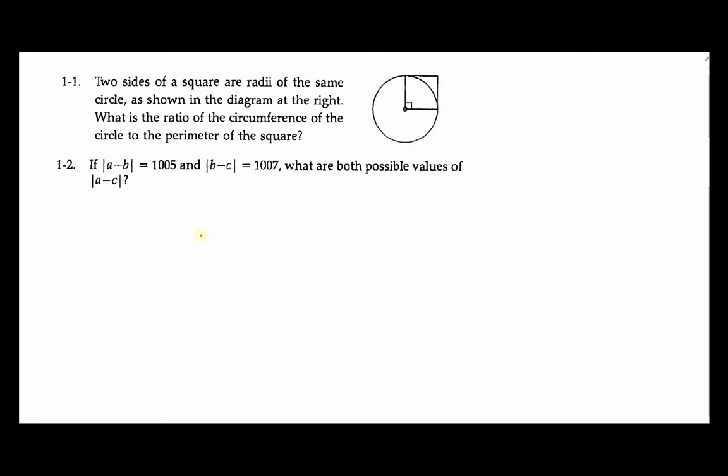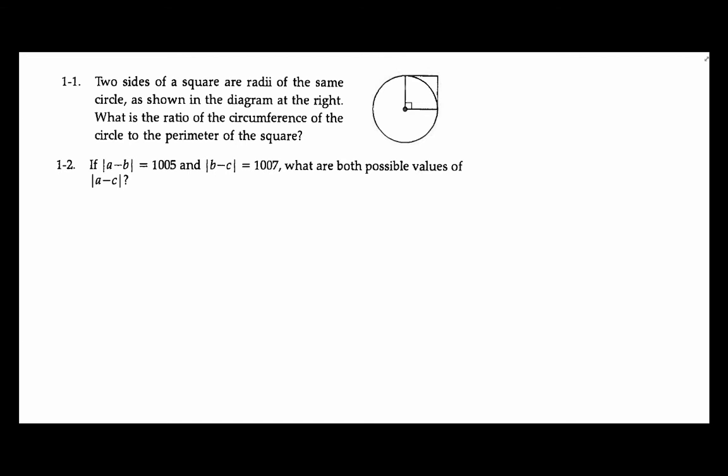Let's read the problem together. Two sides of a square are radii of the same circle, as shown in the diagram at the right. What's the ratio of circumference of the circle to the perimeter of the square?